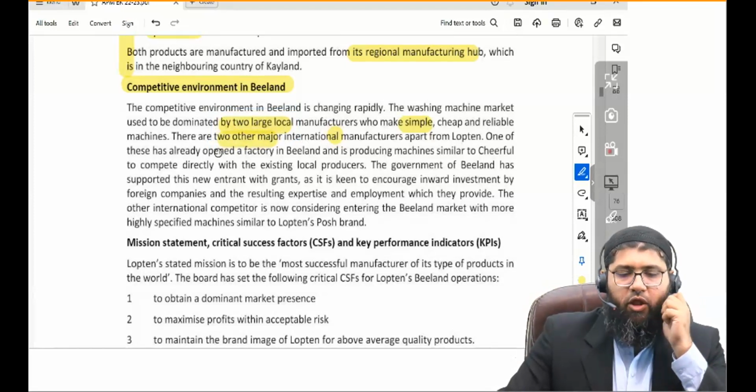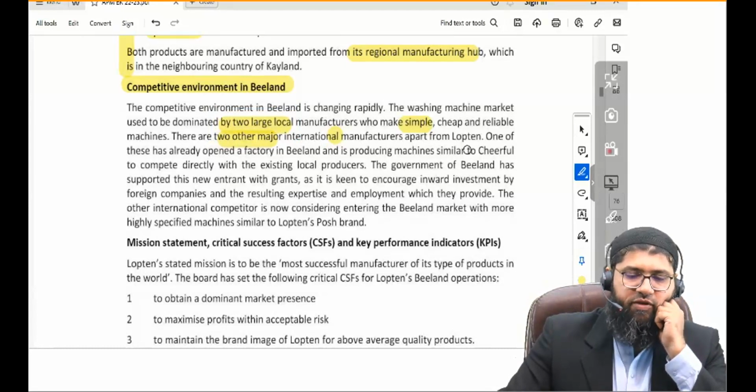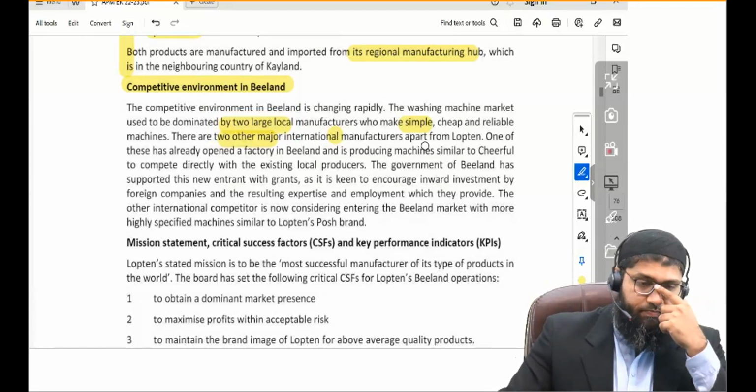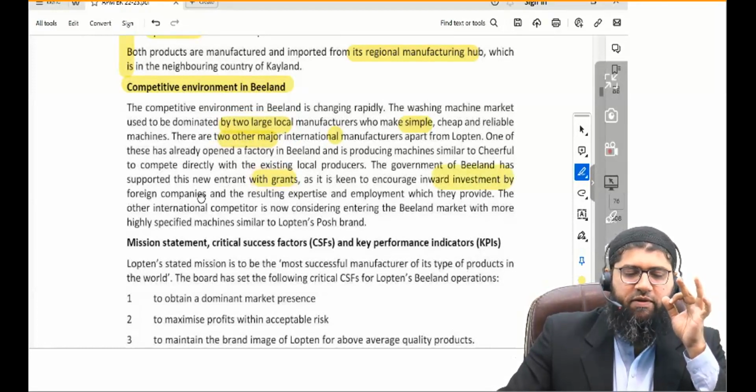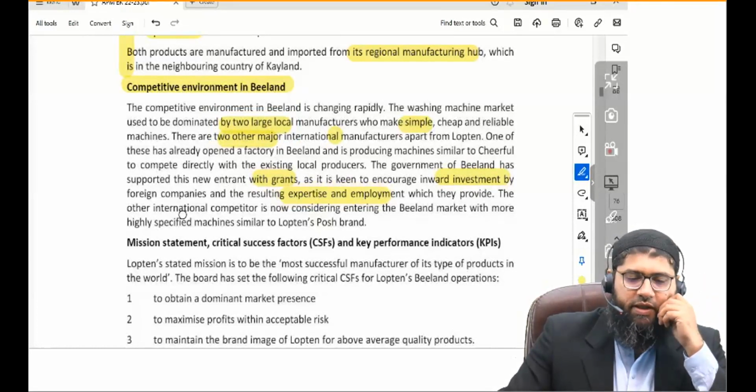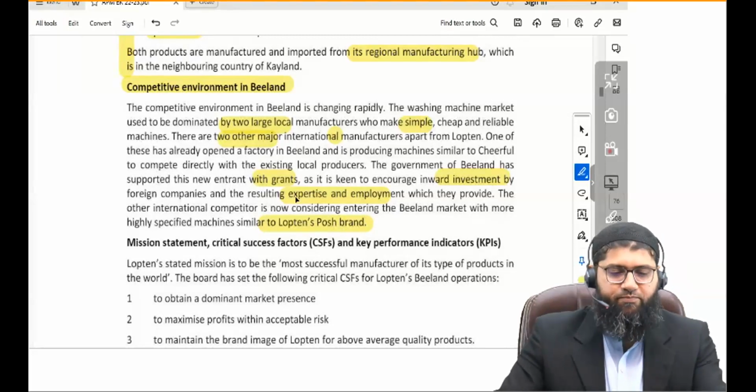One of these has already opened a factory in B land and is producing machines similar to Cheerful to compete directly with existing local producers. The government of B land has supported this new entrant with grants, as it is keen to encourage inward investment by foreign companies, and the resulting expertise and employment which they provide. The other international competitor is now considering entering the B land market with more highly specified machines similar to Lopton's Posh brand.